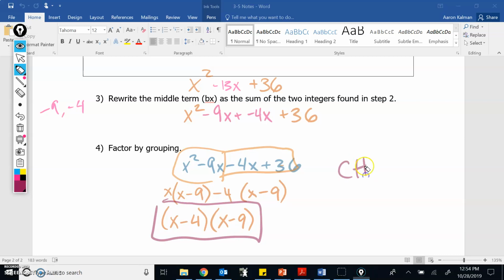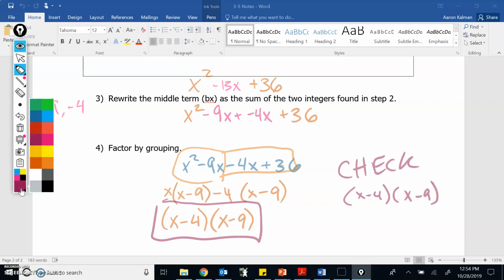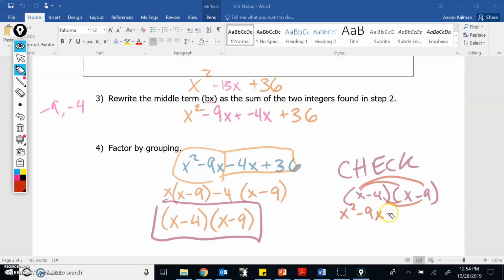You can always check your work by distribution, just like we've done plenty of times before. So we get x squared minus 9x, and then under we get negative 4x plus 36. Combining like terms, we do end up with the trinomial we started with in the beginning, so we know these factors are correct.